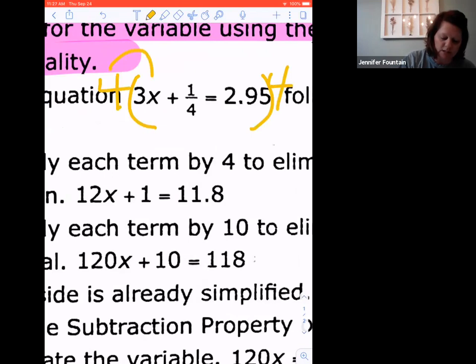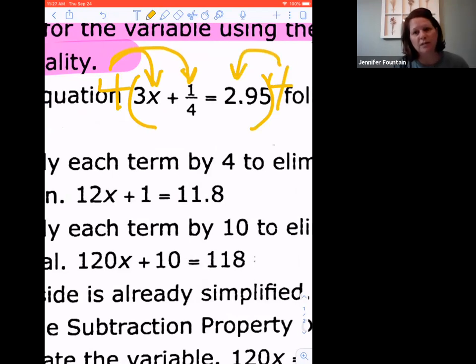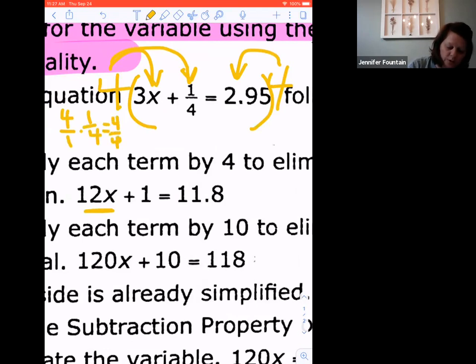I multiply 4 times 3x and 4 times 1/4, but then I also have to multiply 4 times 2.95. 4 times 3x is 12x. When I multiply 4 times 1/4, remember that would be 4 over 1 times 1 over 4. That would be 4 over 4, which cancels to be 1. So again, when I cancel those 4s, what's left is the numerator. Okay, so that is 1, and 2.95 times 4 is 11.8. So we've cleared the fraction.